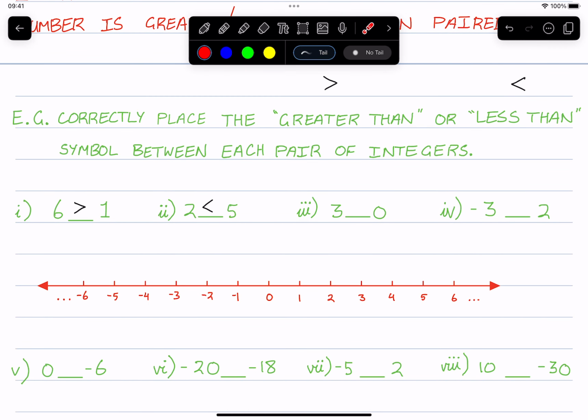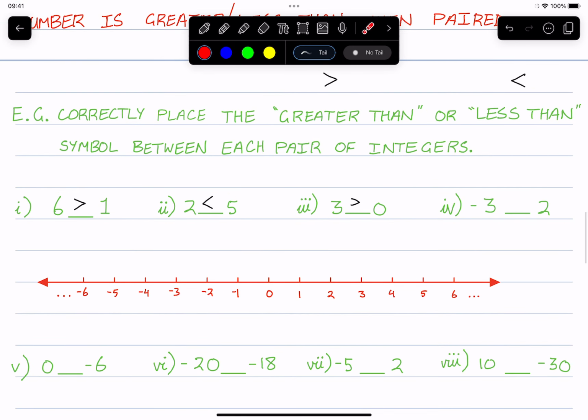Okay, let's keep going here. 3, is it bigger than or less than 0? Well, as we can see here, 3 is to the right of 0. So that means the opening goes to 3. So 3 is greater than 0.